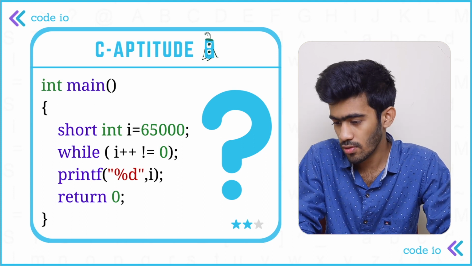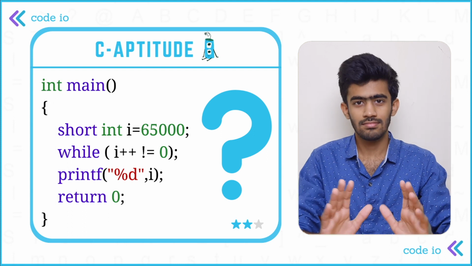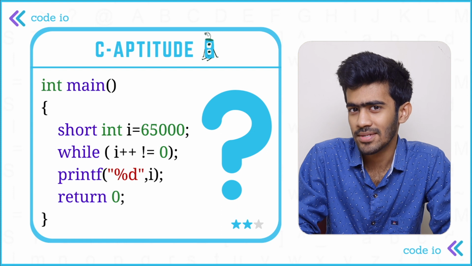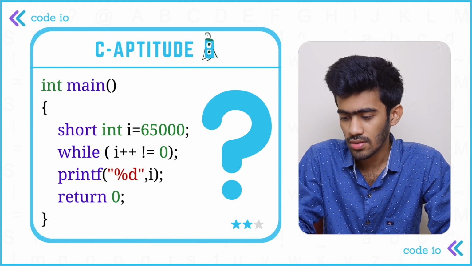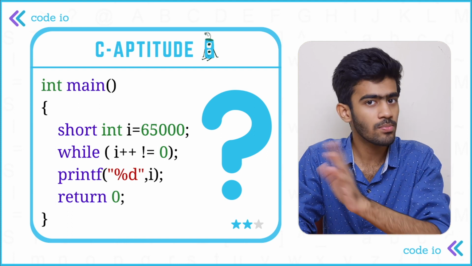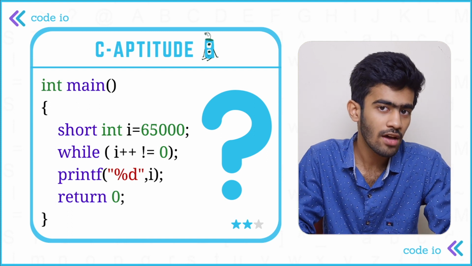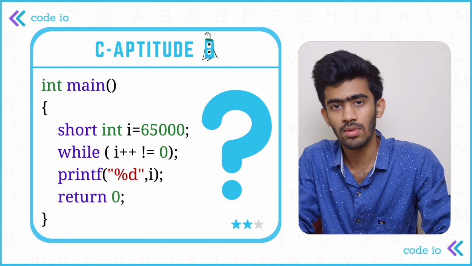We have the value of I set to 65,000. So we have a variable I declared. Okay, let's move on to the next statement: while I plus plus not equal to 0. The value of I is incremented, that is, the post increment is done, and then we check the condition, which is that the value of I should not be equal to 0. And then we have a semicolon.